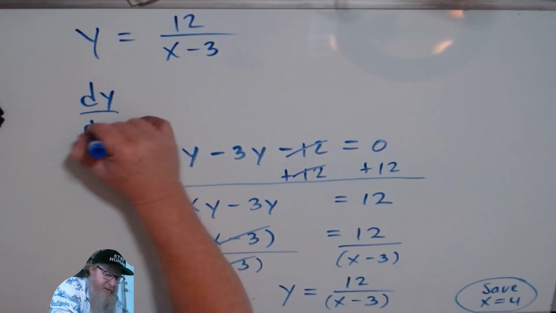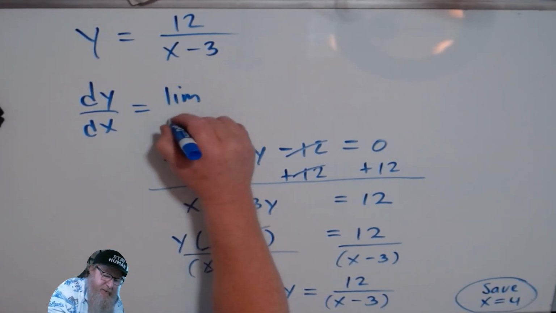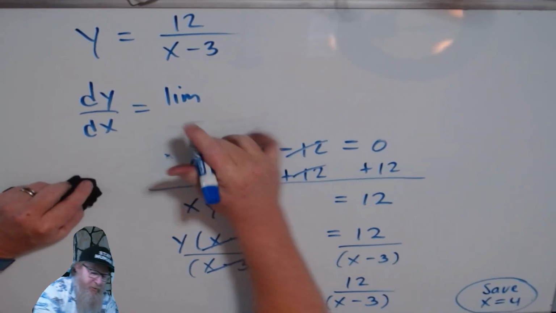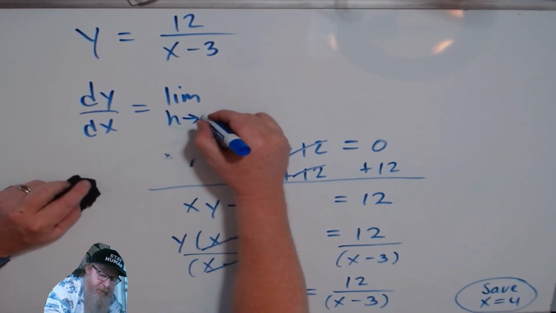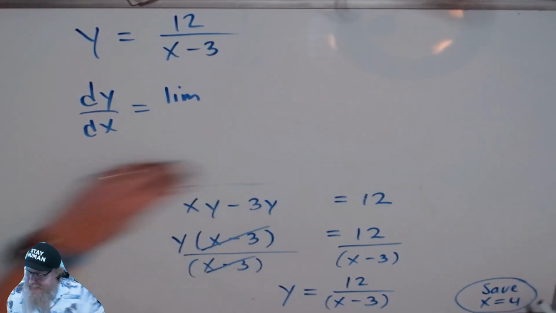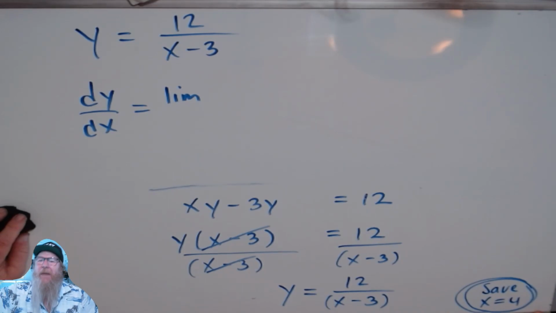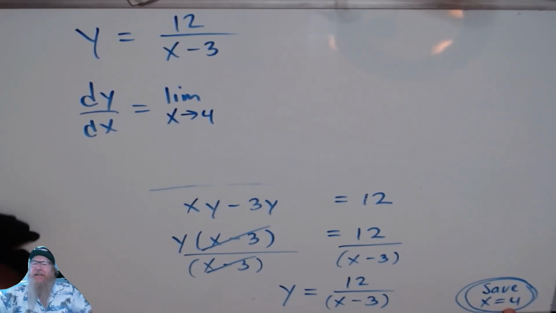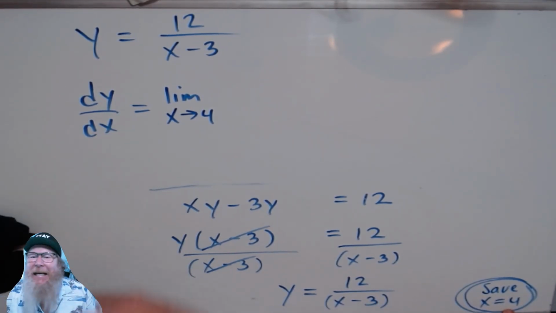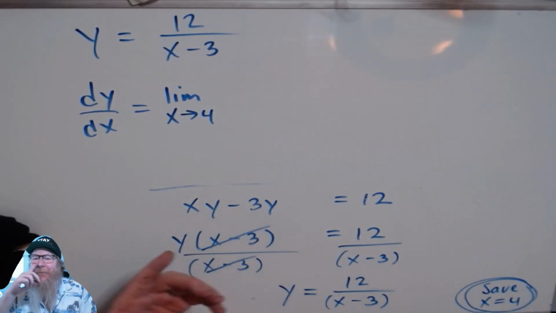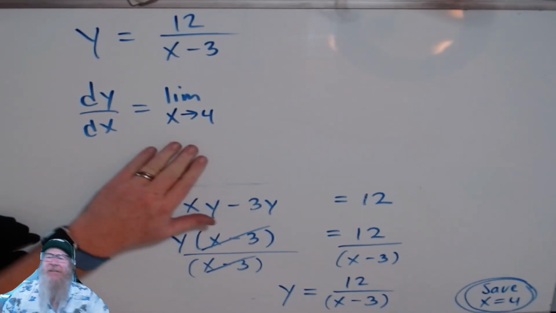So dy dx is the limit as x approaches, or as h approaches... I'm doing option 3. Actually, I only care about this one point, 4. I'm going to change my mind. I'm going to do x approaches 4. Might as well. I'm not going to need another value, right? I just need one single result. So if I only need one single result, this one is much easier, right?